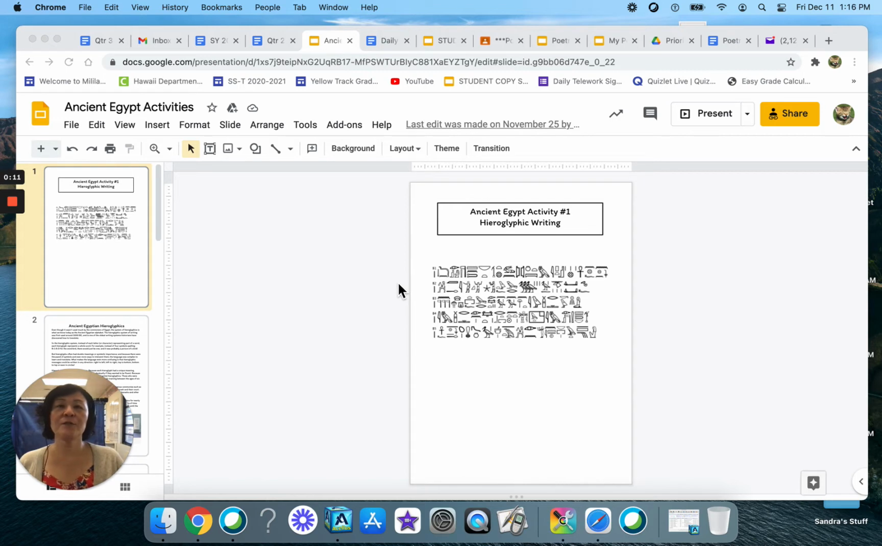Today I'm going to be talking to you guys about your Ancient Egypt Activity 1, which is hieroglyphic writing. What you will need to do is open up your Ancient Egypt Activity slideshow and go to slide 1 and take a look at it. So I'm going to go through and show it to you.